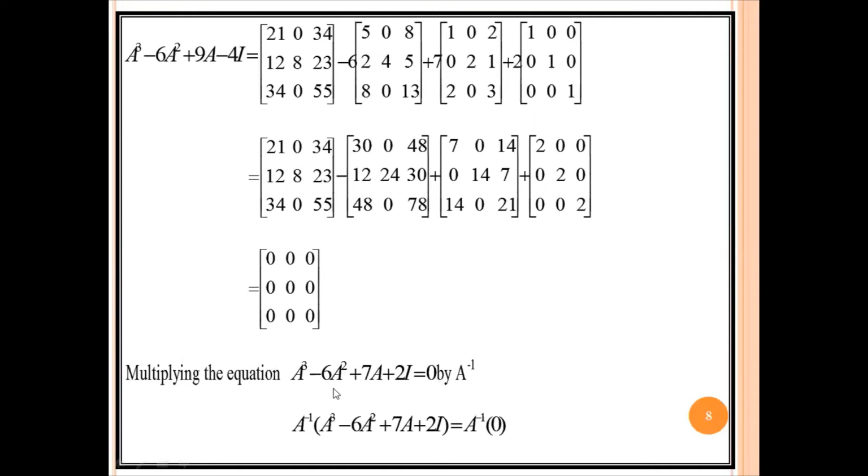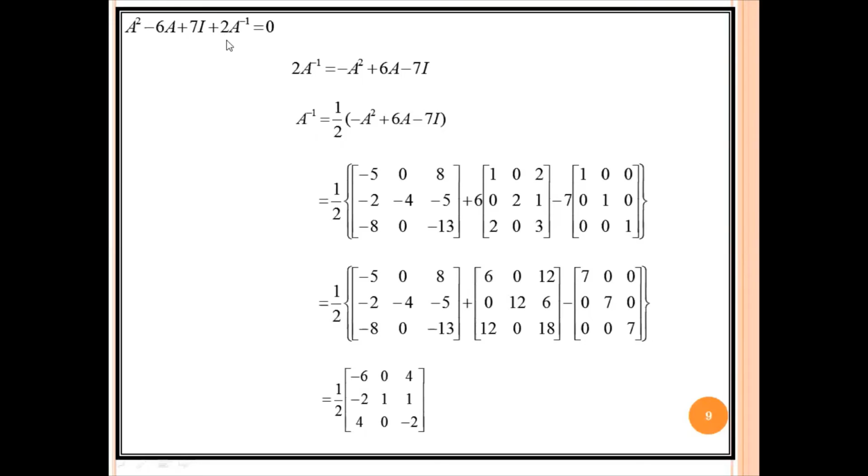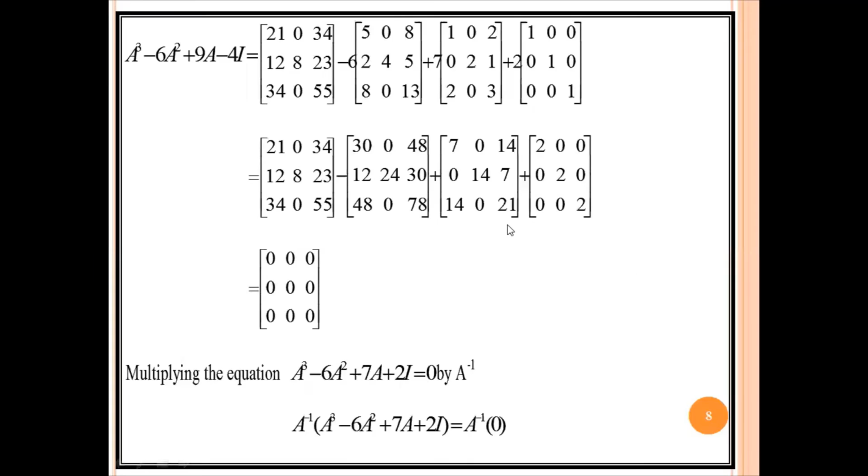So what we'll get? Multiply this equation with A inverse throughout. So we'll get this one. Then after that, from this we can calculate the A inverse. So 2A inverse is equal to minus A square plus 6A minus 7i. I'll explain that one easily.